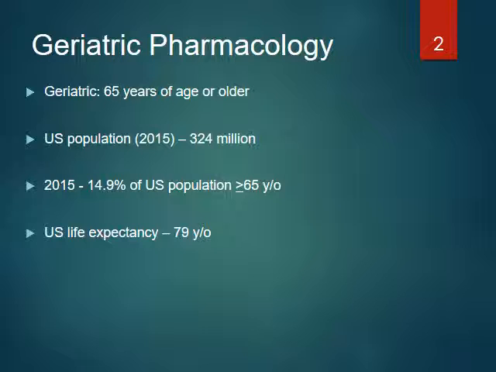Just for our definitions here, we'll be using any patients greater than 65 years of age as being geriatric. To give you an idea of the preponderance of these geriatric patients, you can see here that in 2015 our U.S. population was roughly 324 million people, and of that group, about 15% or so was greater than 65 years of age. So a huge number of your patients are going to fit into this category, and this number is only going to get bigger as we go on. And looking at U.S. life expectancy, it's averaging around 79 years of age. So again, you'll be dealing with a significant number of patients who will certainly exceed this number, but you might expect to see patients up to this age with some regularity.